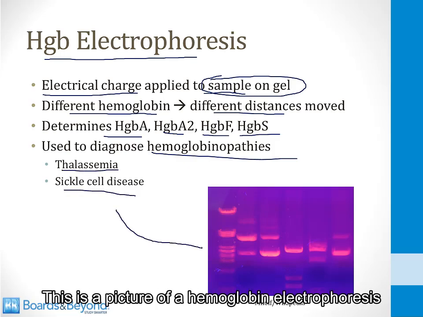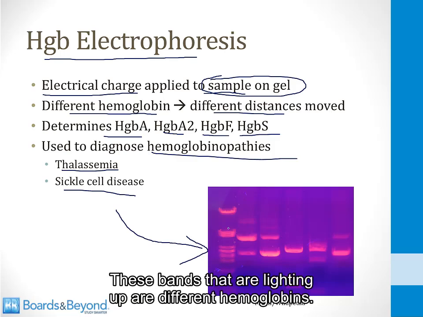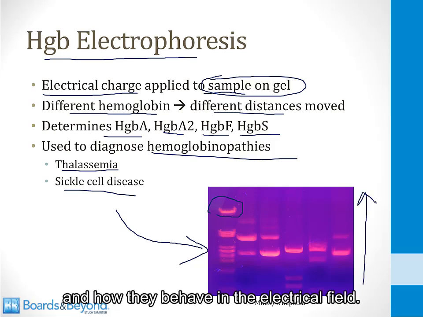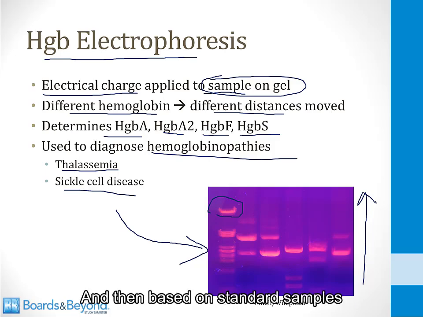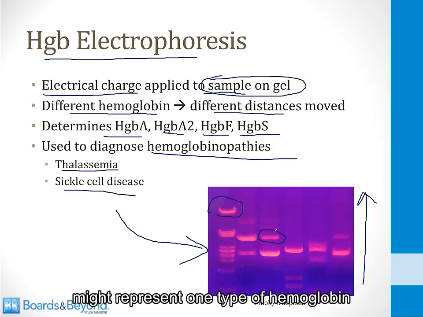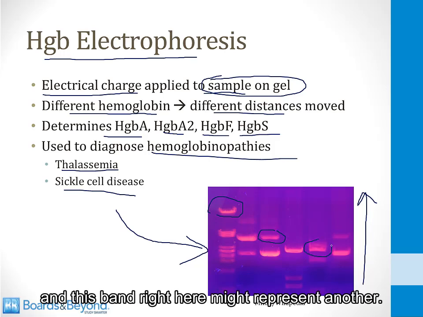This is a picture of a hemoglobin electrophoresis on the screen here. These bands that are lighting up are different hemoglobins. They've moved different distances along this gel based on their characteristics and how they behave in the electrical field. And then based on standard samples of known quantities of different hemoglobins, you can determine, for example, that this band right here might represent one type of hemoglobin and this band right here might represent another.